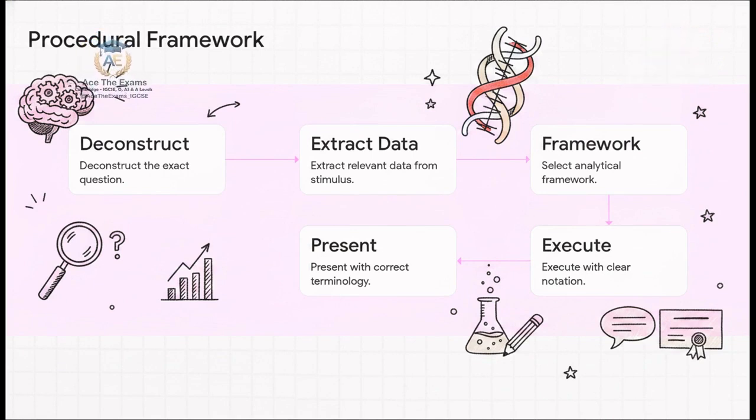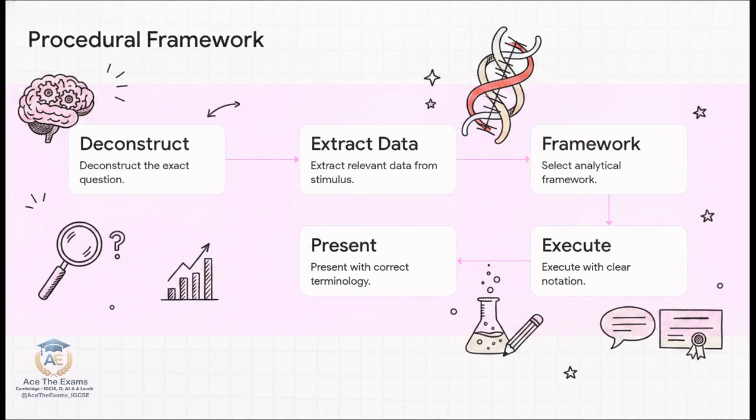Even if your final calculation or conclusion is slightly off, simply demonstrating a logical, step-by-step approach can totally save your grade. This 5-step procedural framework is your ultimate weapon for tackling complex data interpretation systematically. First, deconstruct the question. What exactly are they asking? Second, extract relevant data from the stimulus. Don't just glance at the graph, actually pull the specific numbers.